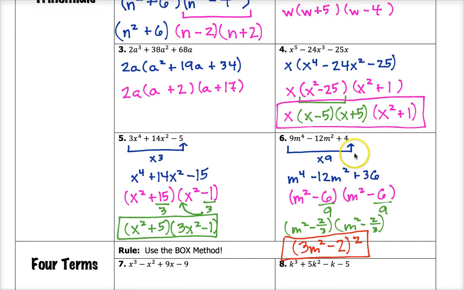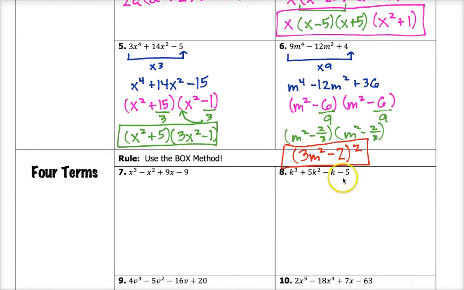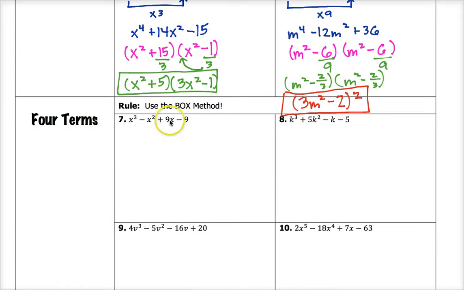Okay, so that's a review of how to factor trinomials. 4-term polynomials, to factor those, we use the box method. And in order to use the box method, remember from last year, you have to check first to see if the product of the outer terms is equal to the product of the inner terms. So for number 7, x cubed times negative 9, that's negative 9x cubed. And then the middle terms, negative x squared times 9x, is also negative 9x cubed. So because those products are equal to each other, we can use the box method for this one.